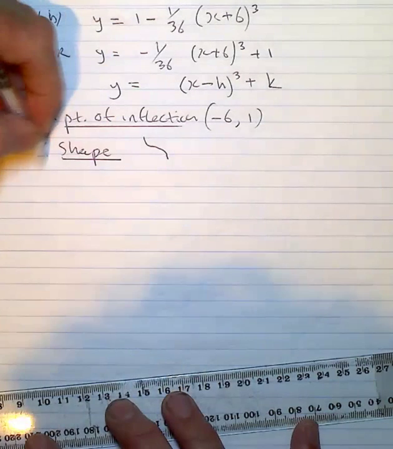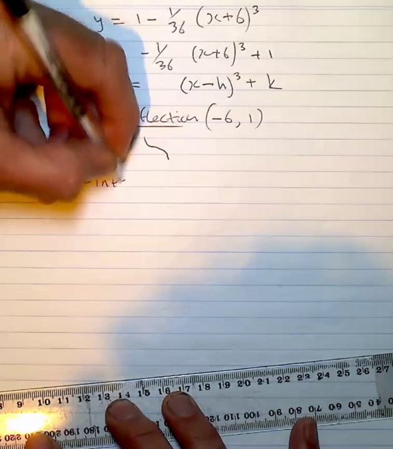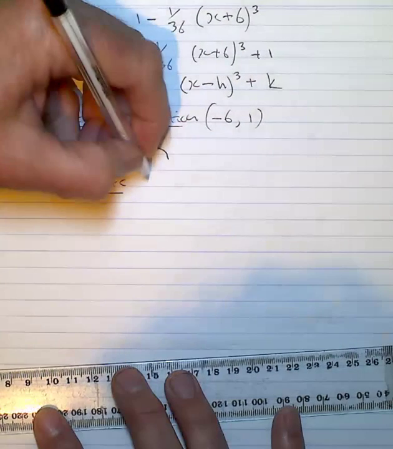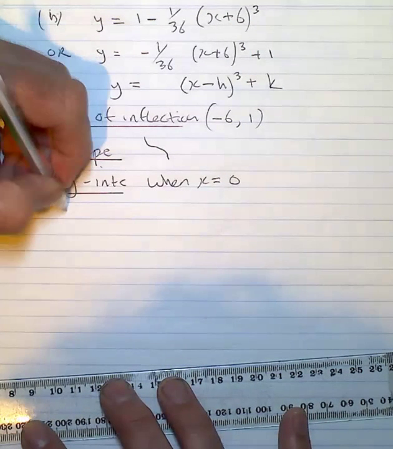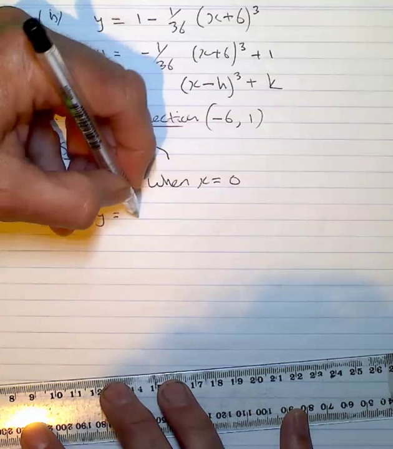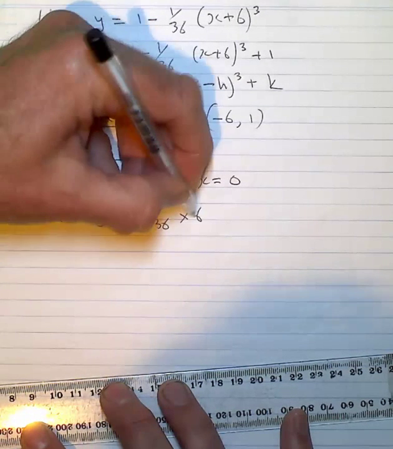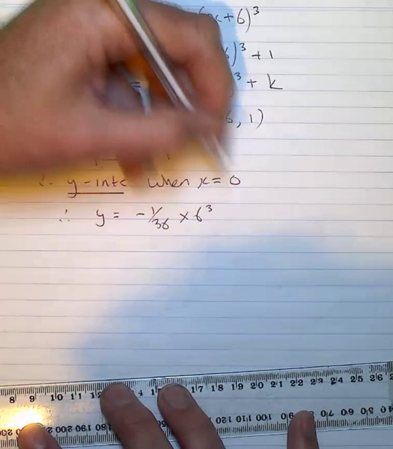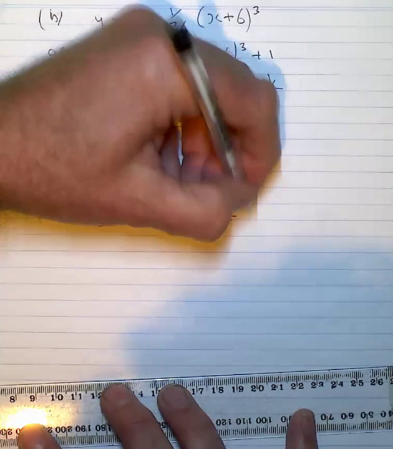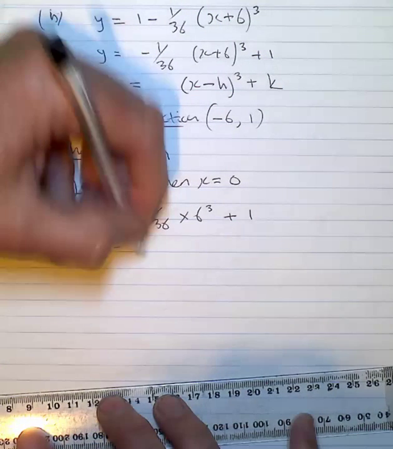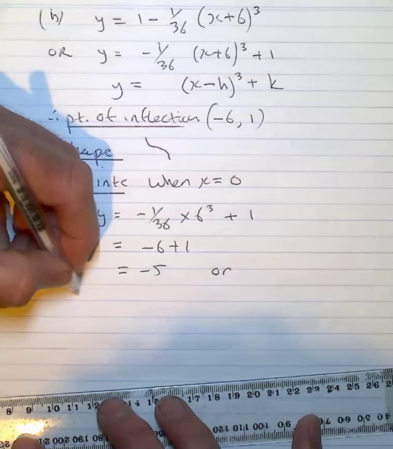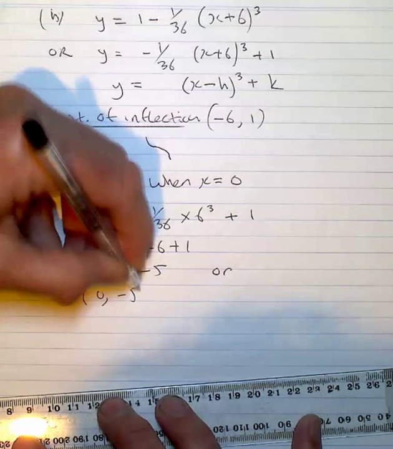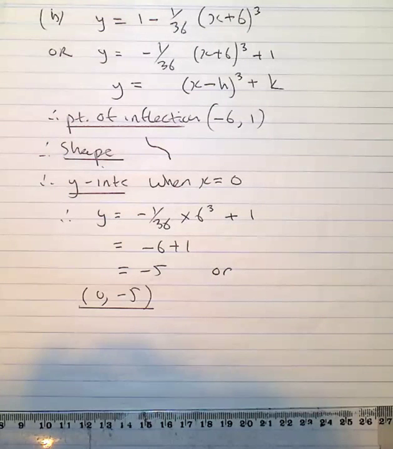I'm going to find the y-intercept, and the y-intercept occurs when x is equal to 0. So therefore y is equal to -36 times 6 cubed plus 1. So in other words, that's -6 plus 1, which is -5, or the point (0, -5). So I'm building up my evidence in order to sketch the graph.